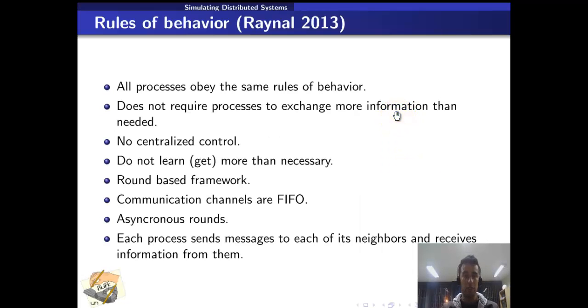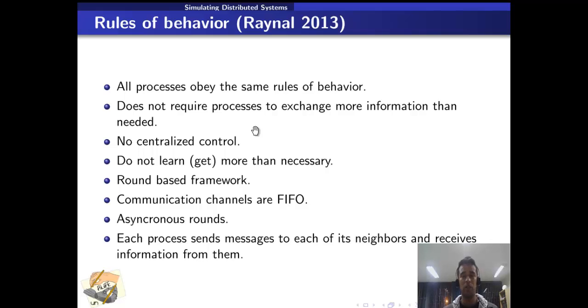The rules of behavior for this simulation are the following. All the processes obey the same rules of behavior. I don't require the processes to exchange more information than needed. I don't have centralized control. The idea is that each process does not learn or get more information than necessary.